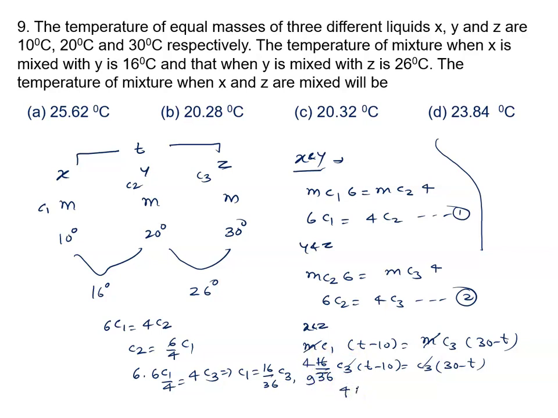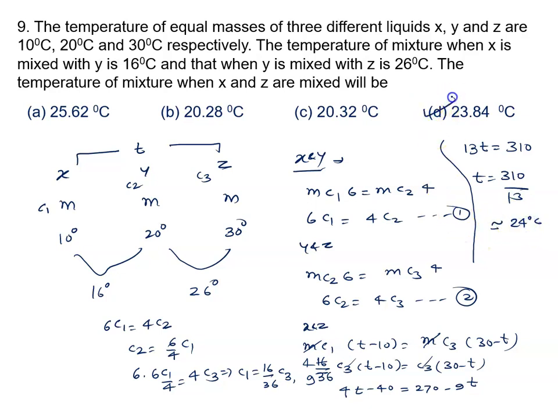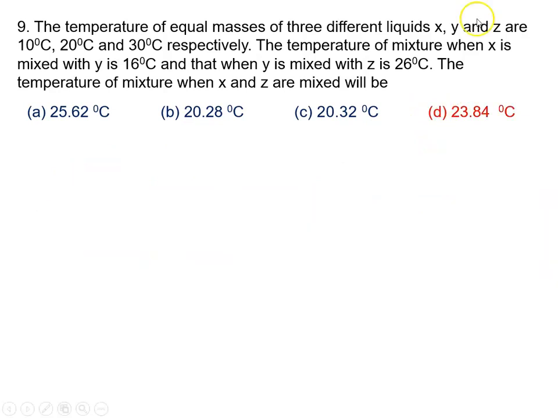So it is 4 T minus 40 is given by 9 times 30 minus T, that is 270 minus 9T. Further we will solve it. It is given by 9T and 4T, that is 13T is given by 310. So value of the T is written as 310 upon 13, and when we will solve it, it will become approximately 24 degree. So right answer of this problem is option D, that is 23.84 degrees Celsius.